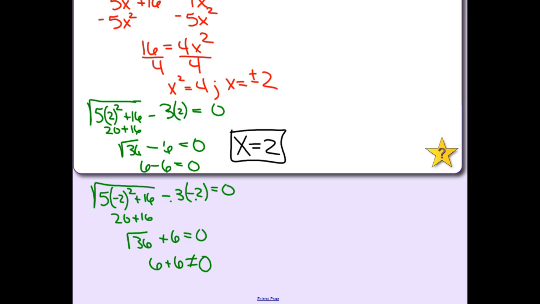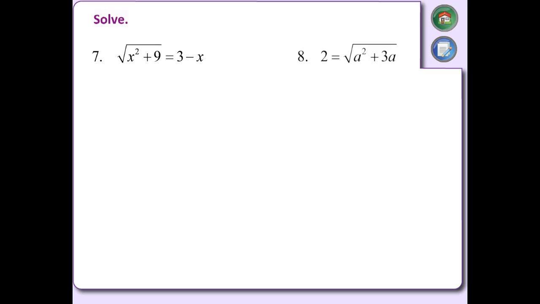All right, let's go ahead and flip over here to number 7 and number 8. All right, so as I look up here, I know I'm going to have to square both sides. So this is going to give me x squared plus 9. Did you realize that means we're going to have to FOIL those over there? This is going to have to FOIL, or it's a special pattern that we've learned.